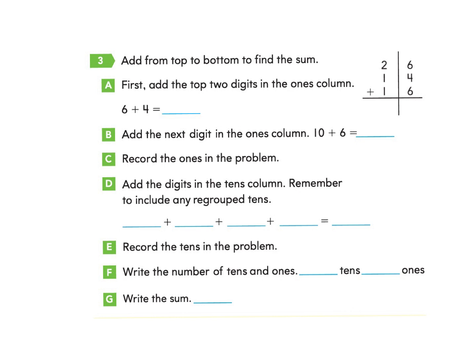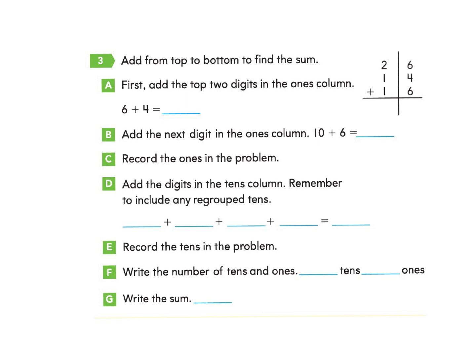We will look at question 3. Add from top to bottom to find the sum. They've given us the same problem to work with. 26 plus 14 plus 16. This is the same problem that we solved in part 2 and part 1 of this lesson. But this is going to be a different strategy. So here's what we're going to do.